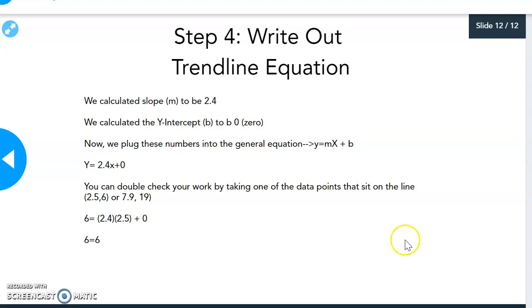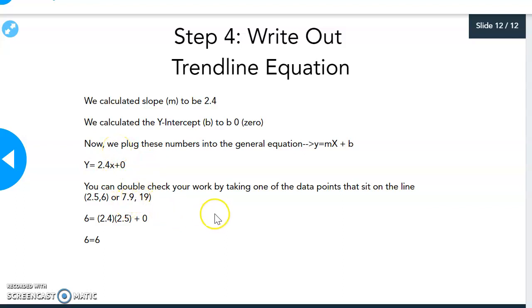All right, and the last step is to write out our trendline equation. We calculated before that our slope, m, is 2.4. We calculated our y-intercept, or b, to be 0. So now we just plug the y-intercept and the slope into the general equation, y equals mx plus b. Now we have y is equal to 2.4, our slope, x, plus 0, our y-intercept. So this is the trendline equation, y equals 2.4x plus 0.